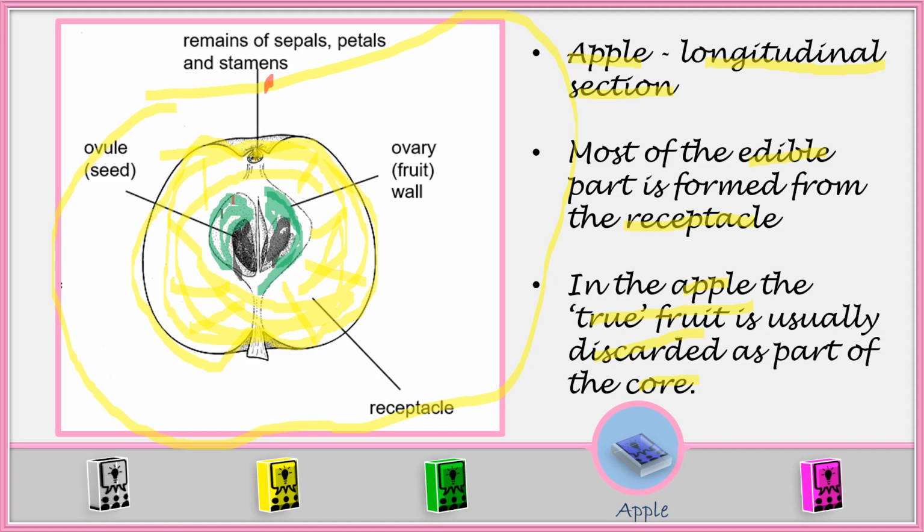this part here, which came from the ovary, which is forming the true fruit, you usually don't eat it. You end up throwing it away. And that one is the true fruit. Now the false fruit is this part which is made up of the receptacle.